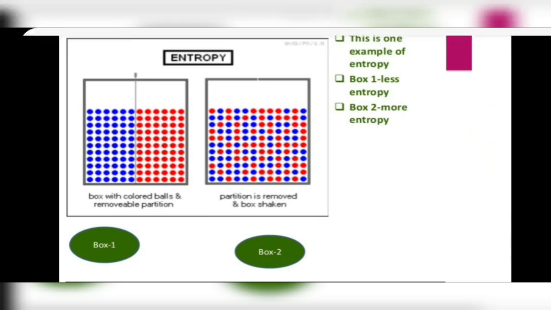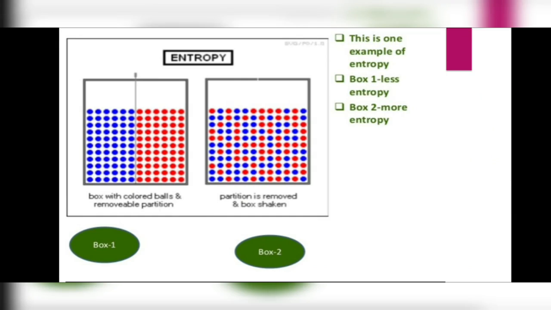Hello students, in this video we'll discuss the last and important topic in the chapter thermodynamics, that is entropy. You have already studied what is enthalpy, and this is entropy. That is enthalpy and this is entropy. Both the terms are different. So we'll study about entropy with an example.